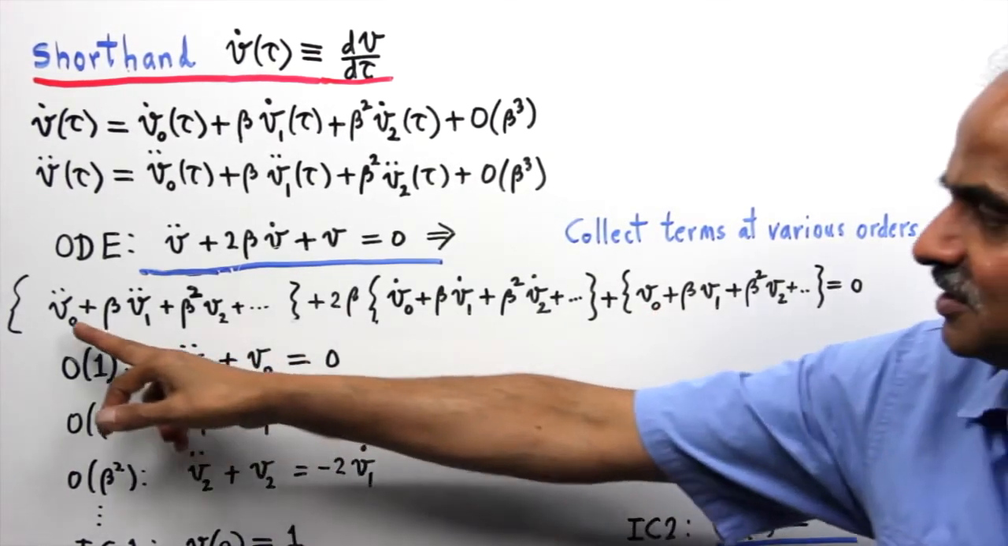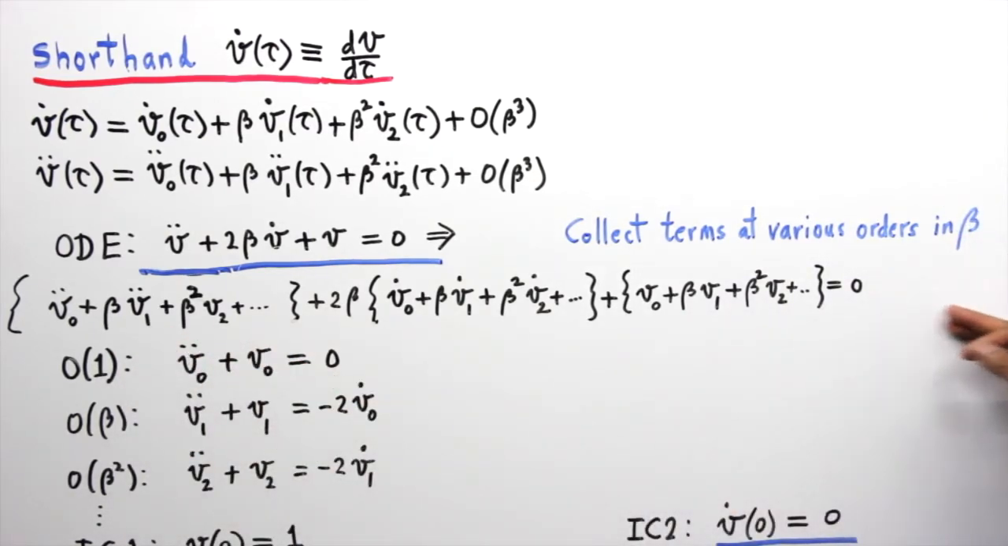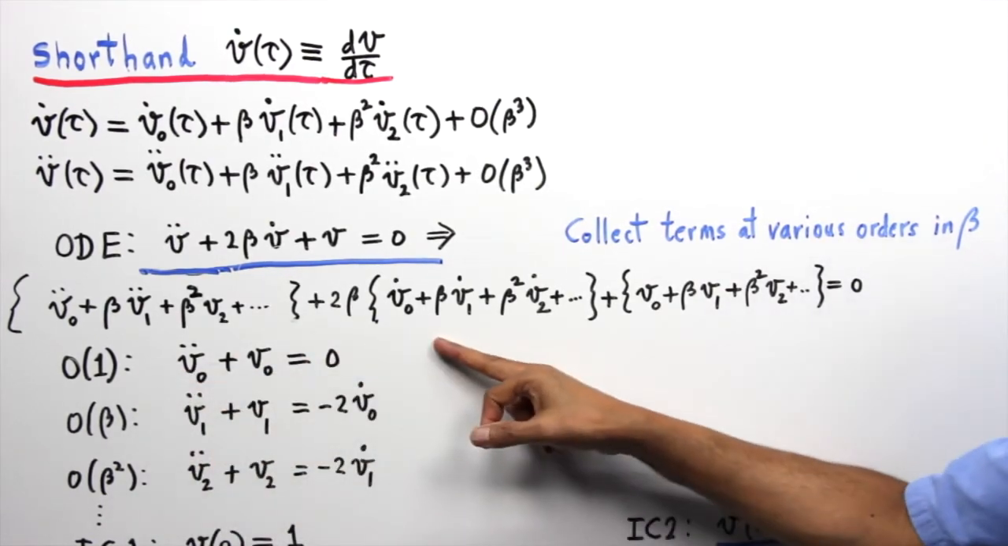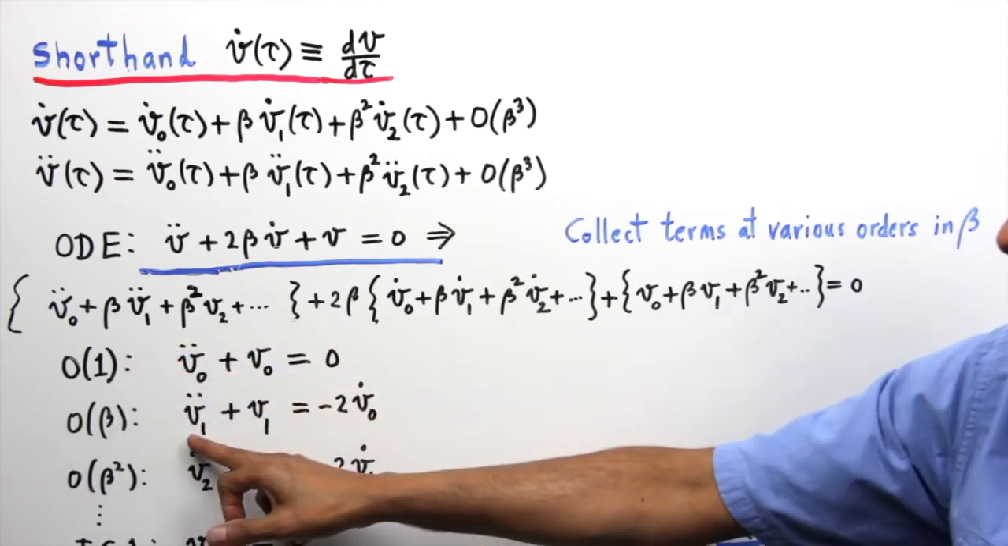So this term and that term go here as coefficients at order 1. And then there's nothing more, so that must be equal to 0 at order 1 in the equation. And so likewise, we can go to order beta. So we pick up this term here.